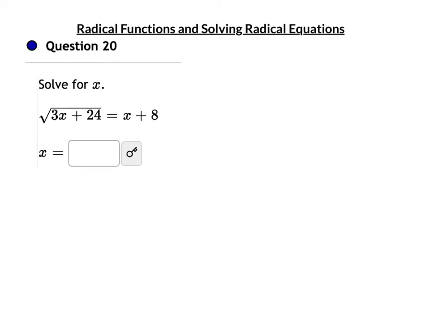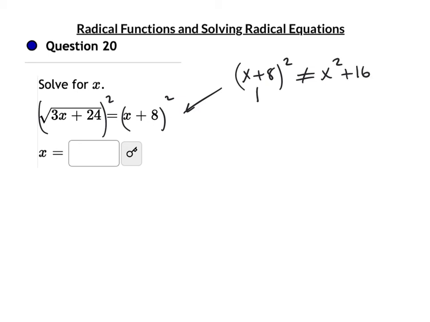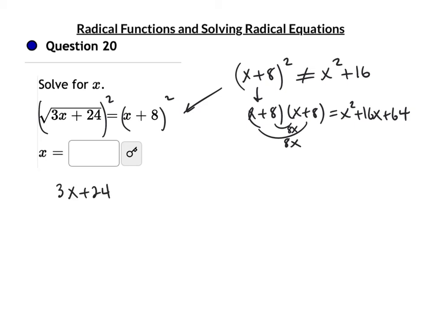In this question, the root is by itself, so I'm going to square both sides. Be aware when you square x plus 8, that is not equal to x squared plus 16. This is x plus 8 times x plus 8, and you have to FOIL. It has a middle term of 8x plus 8x, 16x. It's x squared plus 16x plus 64. When I square both sides then, I get 3x plus 24 equals x squared plus 16x plus 64.